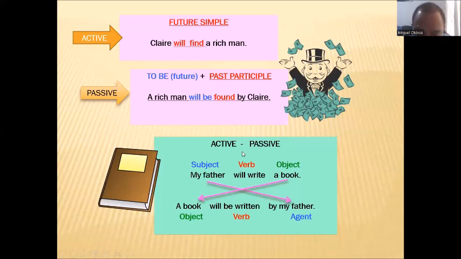Let's see more specifically. Subject, my father. Verb, will write. Object, a book. If we change it to passive, a book, in the first place, a book will be written. Written is the past participle of the verb write, by my father.